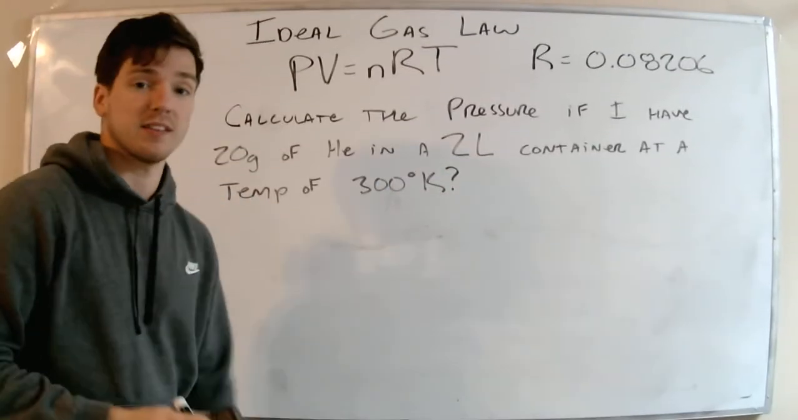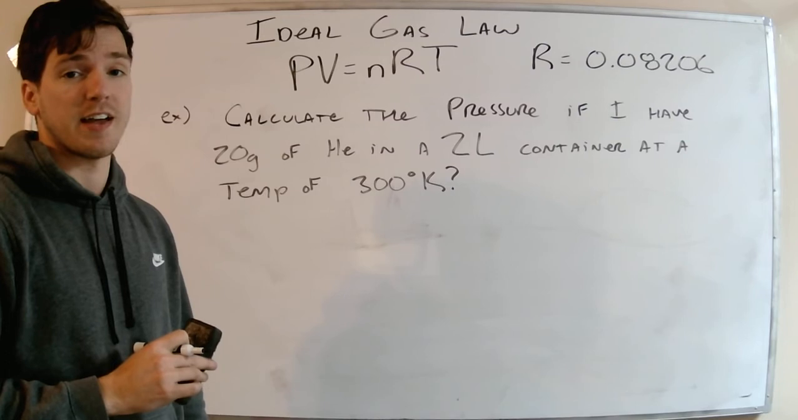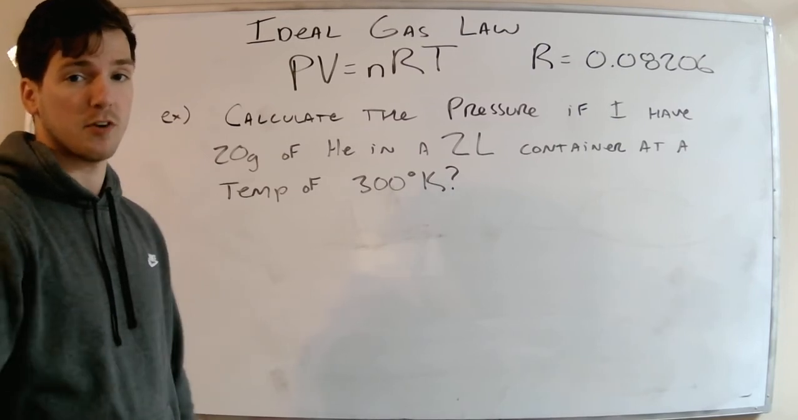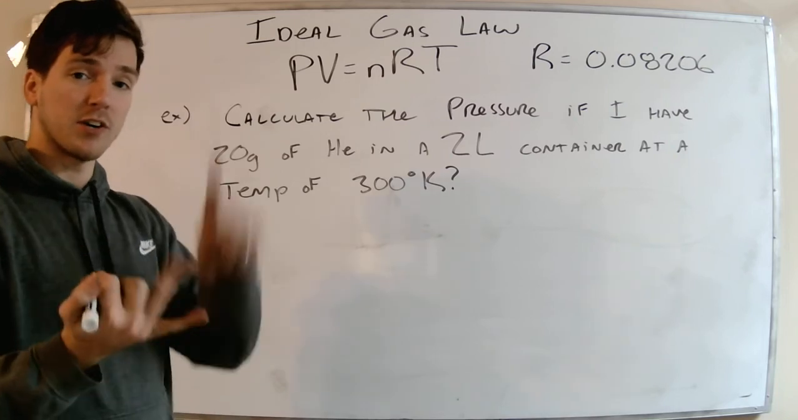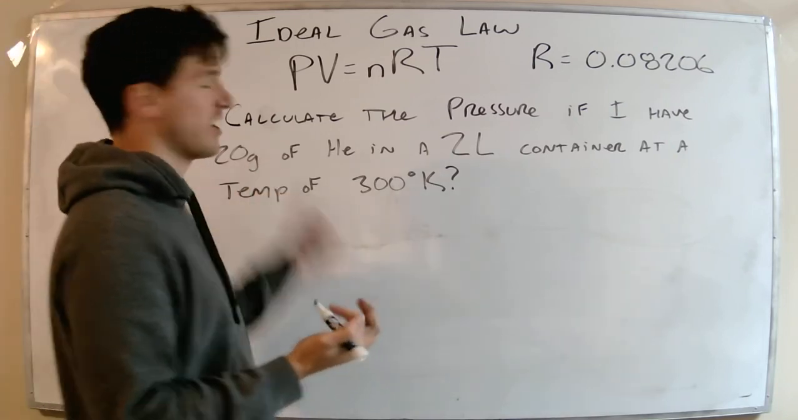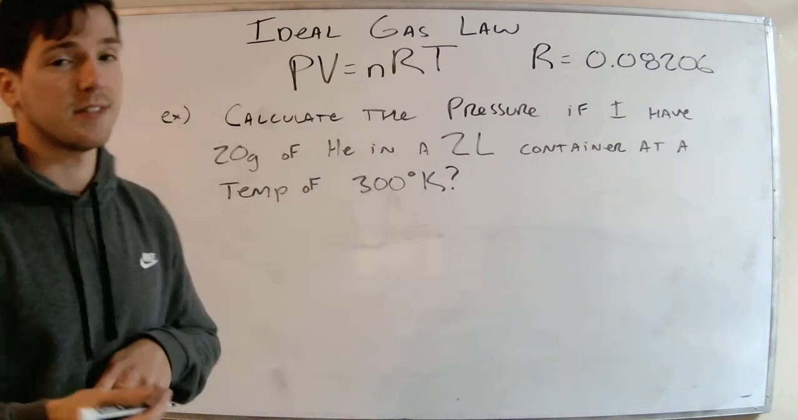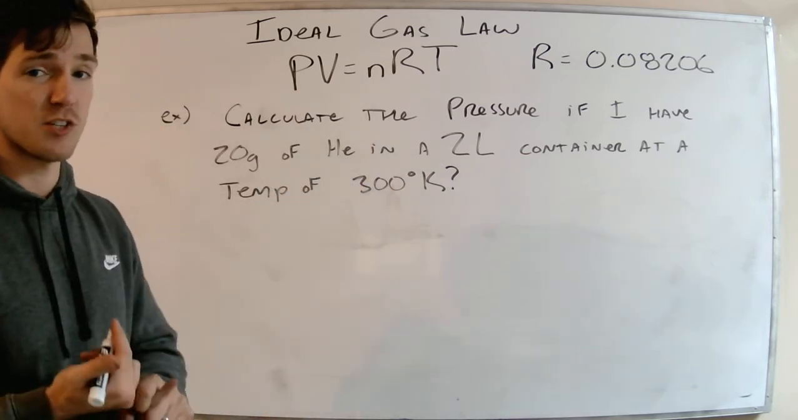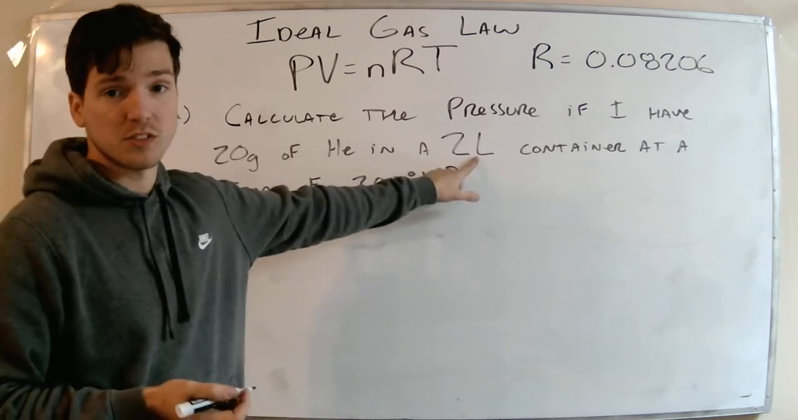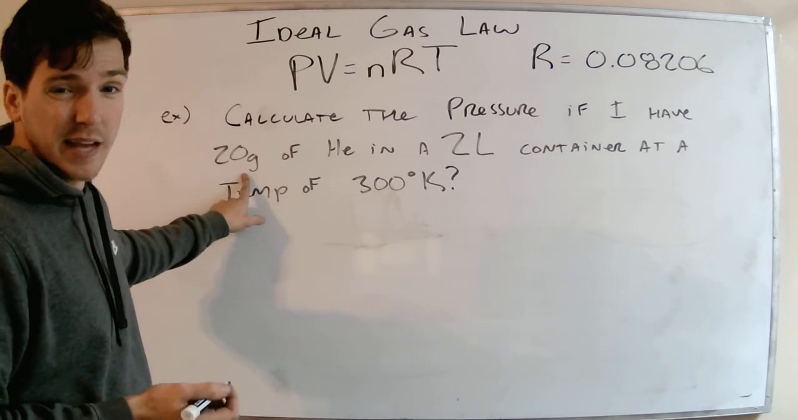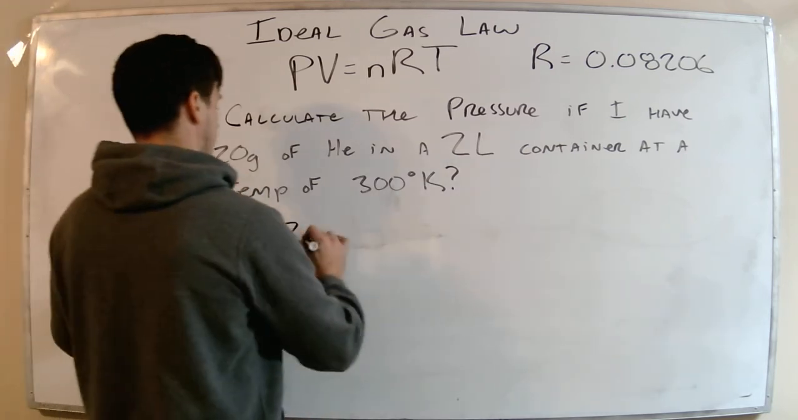Okay, last but not least, calculate the pressure if I have 20 grams of helium in a 2-liter container at a temp of 300 degrees Kelvin. I want pressure, I have volume, I have temperature, they give me grams, which I could always change to moles. PV=nRT. Alright, so pressure is what I'm looking for, volume is in the correct units of liters, temperature is in the correct units of Kelvin, grams, I need to get that to moles. So let's go ahead and do that.